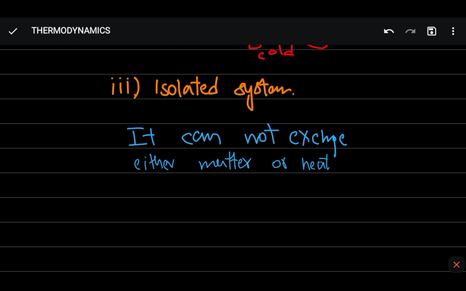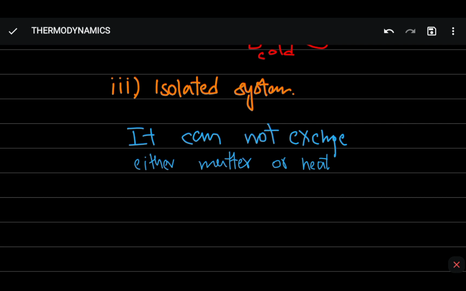And a thermos is a temporary example for it. Temporary means it's an isolated system, but it doesn't have an accurate example, because such a system does not actually exist when it comes to transfer of heat or matter. So a thermos can be an example to understand it, because if you keep cold water in a thermos, it will remain cold for the entire day, and if you keep hot tea or coffee in it, it will remain hot. So a thermos can be an example of the isolated system.